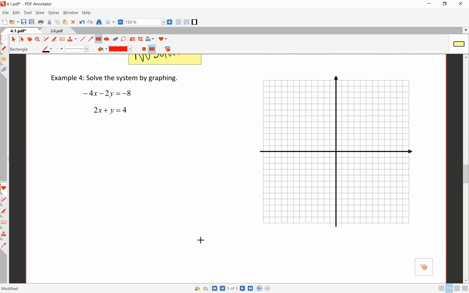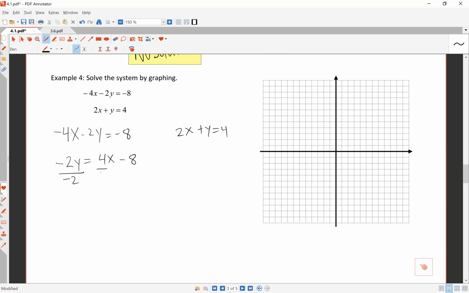And then the last example, we solve this one by graphing. My first equation is negative 4x minus 2y is negative 8. My second line is 2x plus y equals 4. In my first line, I add 4x to both sides and divide by negative 2. Gives me y equals negative 2x plus 4. My second line, I subtract 2x from both sides, and that gives me y equals negative 2x plus 4.